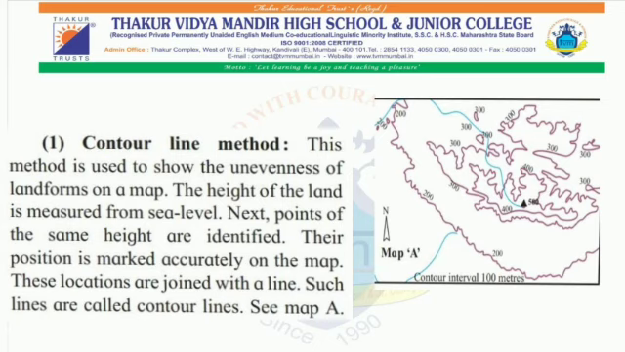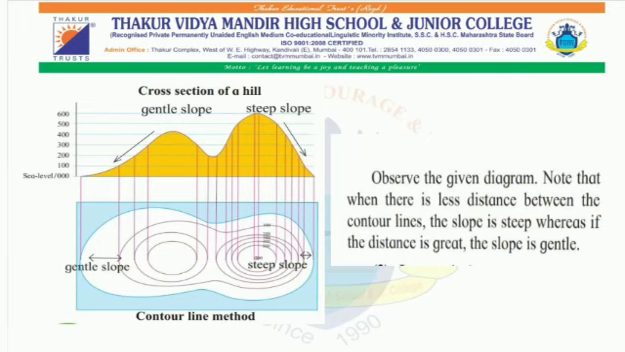As you all can see in map A, lines are drawn, each joining places of a specific height. This way, the relief of the land can be easily shown. It helps us to understand the slope of the land and the height of different places. As you can observe in the given diagram, when there is less distance between the contour lines, the slope is steep, whereas if the distance is great, the slope is gentle. You can see in this diagram clearly.